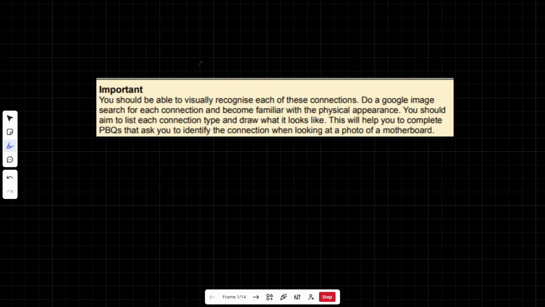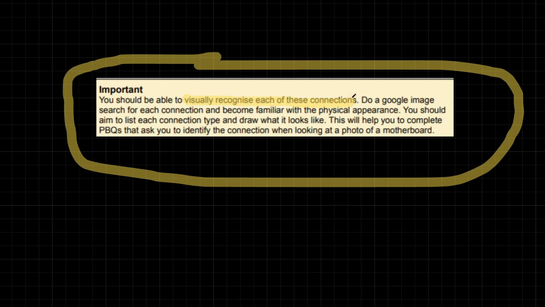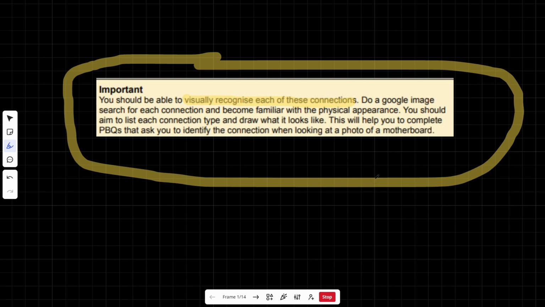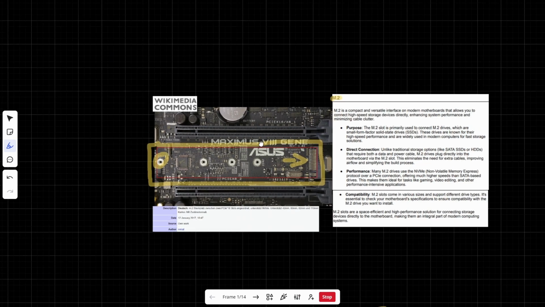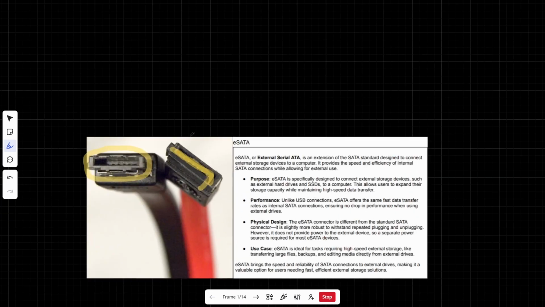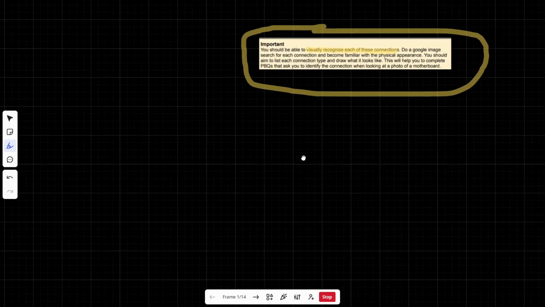Just remember, guys, for this one, it's really important that you can visually recognize each of these connections. If you can't before you take your exam, make sure you can, because they're probably going to ask you a question. Hey, here's a motherboard. What connection am I looking at here? They might have a picture of a whole motherboard and they might zoom in on one particular part of that motherboard and say, what is this? And if you can't visually recognize it, you're probably not going to be able to answer that question. Okay, so just go through, have a look at these photos that I've put here and practice visually recognizing them. And also just do a Google image search if you need more help there.